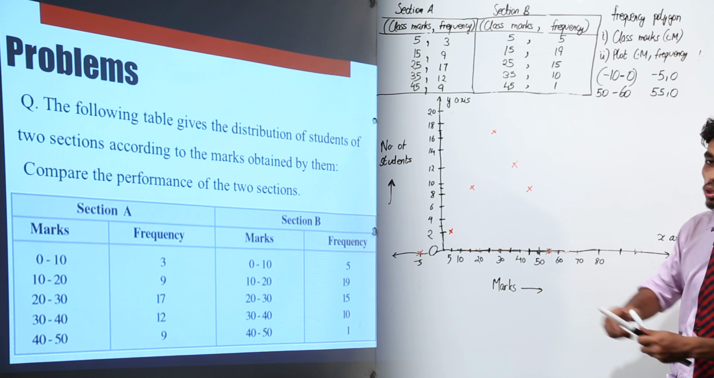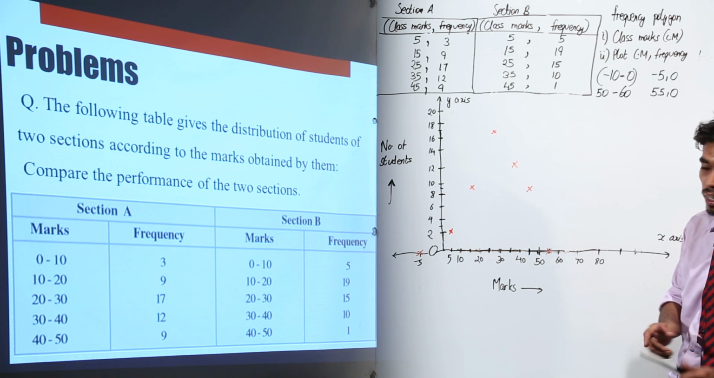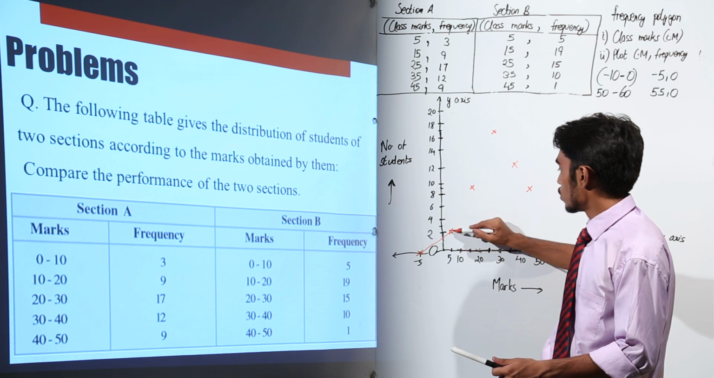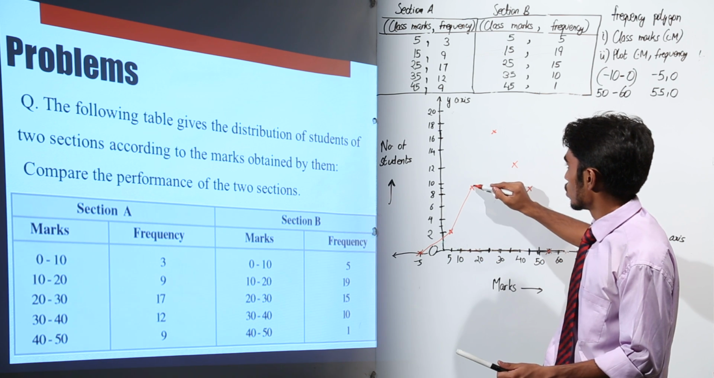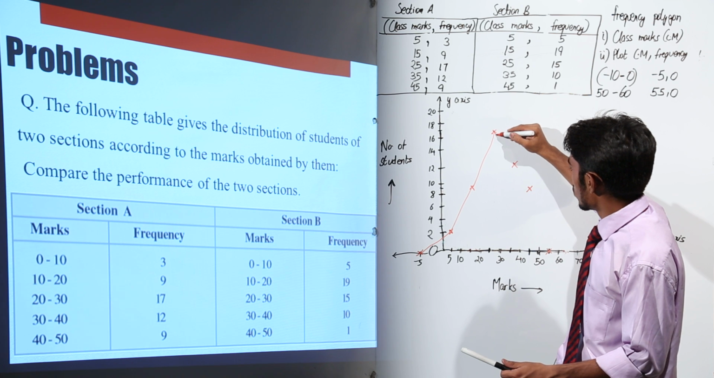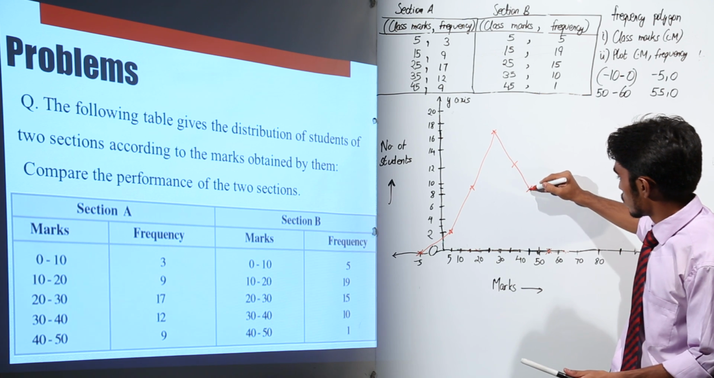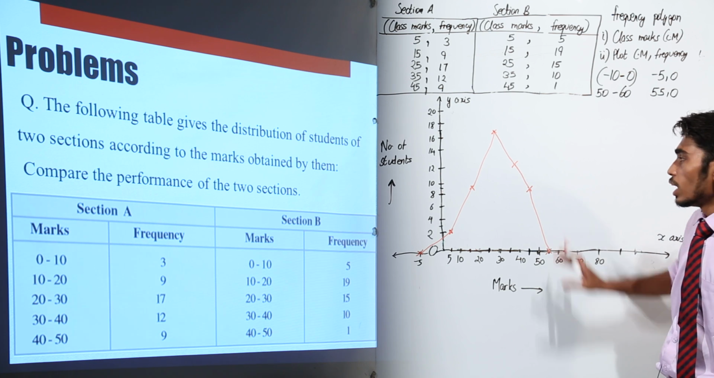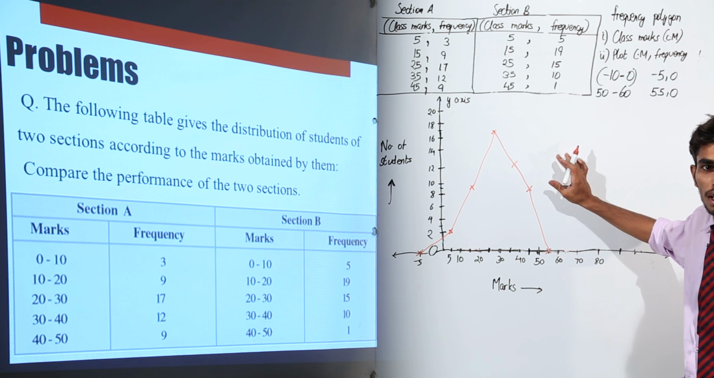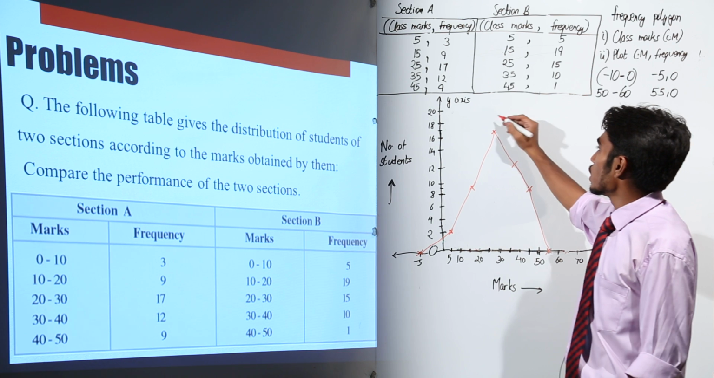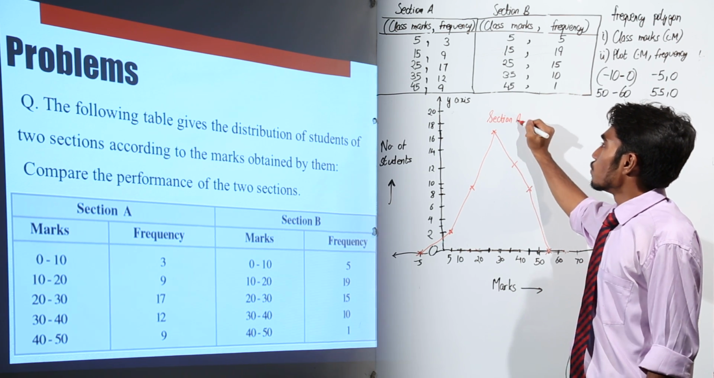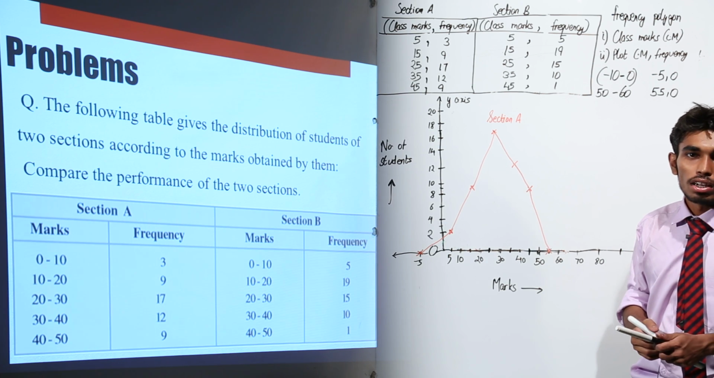Now what you need to do is join all the points marked by red. So if I am joining all the points marked by red, I will get this kind of figure, right? I have joined all the points marked by red and this represents section A. This represents the frequency polygon of section A, right?